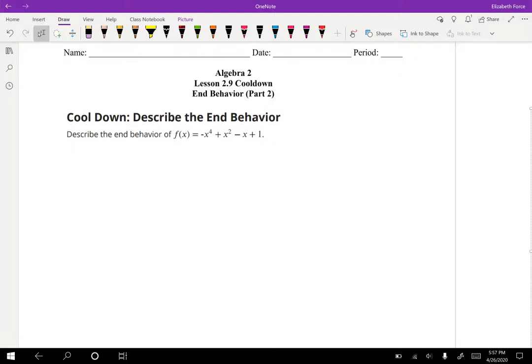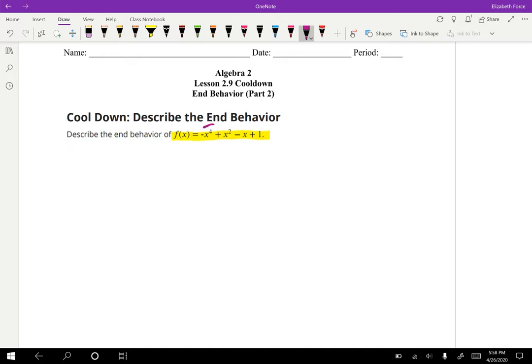All right, we've reached the cool down for lesson 2.9. I hope you've tried to answer this before you've looked at the video, but it's just basically wanting us to describe the end behavior of this given function. And one of the biggest things you needed to take away from lesson 2.9 is that the degree and the leading coefficient really are the only terms that determine what the end behavior looks like.